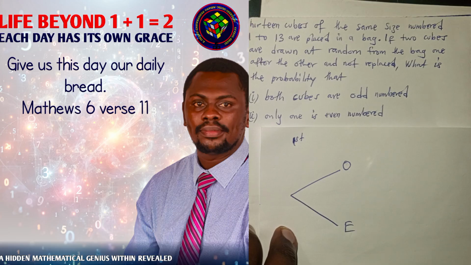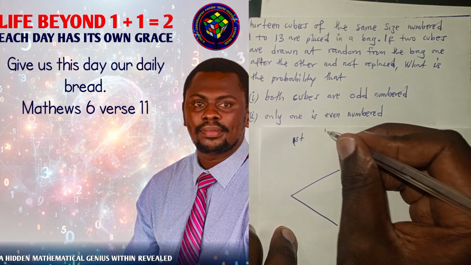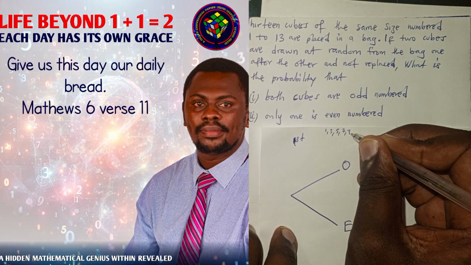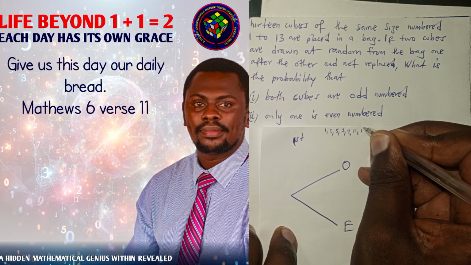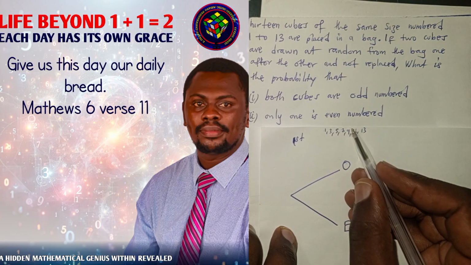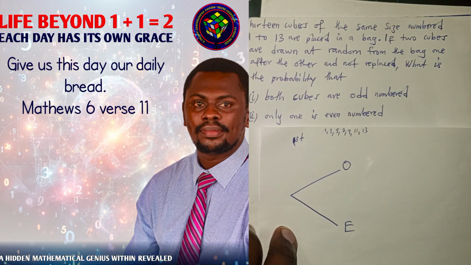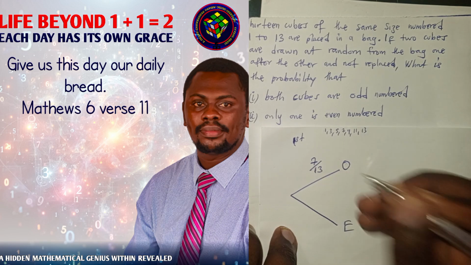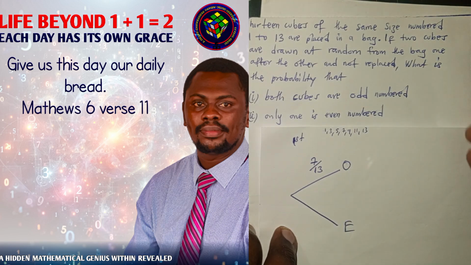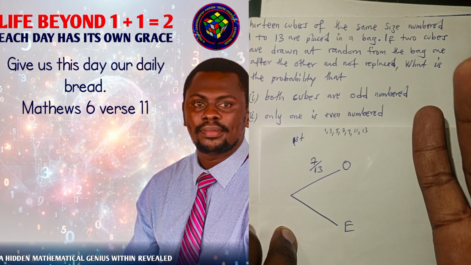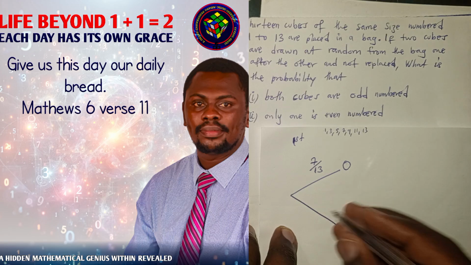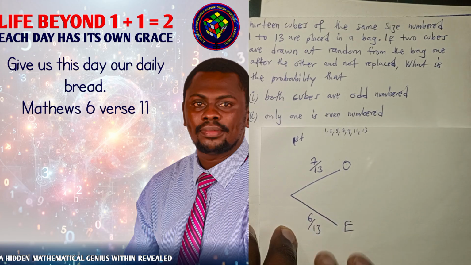So how many odd numbers from 1 to 13? So we know that 1 is an odd number, 3, 5, 7, 9, 11, and 13. So we have 1, 2, 3, 4, 5, 6, 7. So we have 7 odd numbers. So we are going to have 7 over 13. Then even numbers will be 6. That is 2, 4, 6, 8, 10, 12. So even numbers we have 6 over 13.